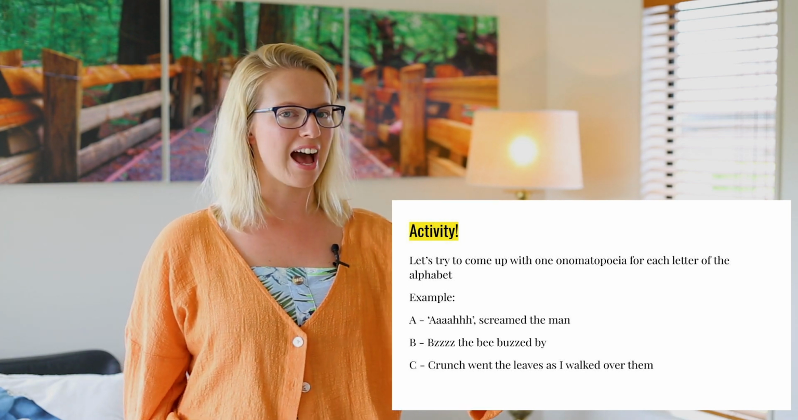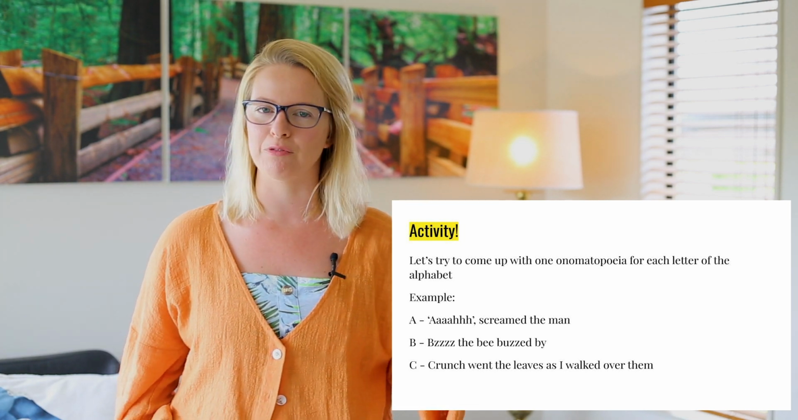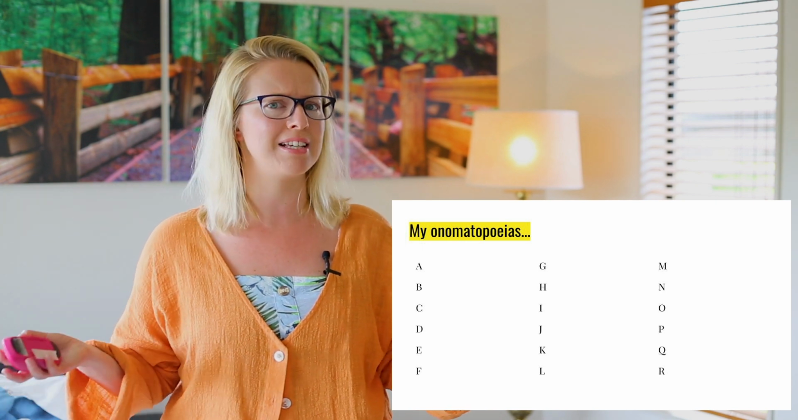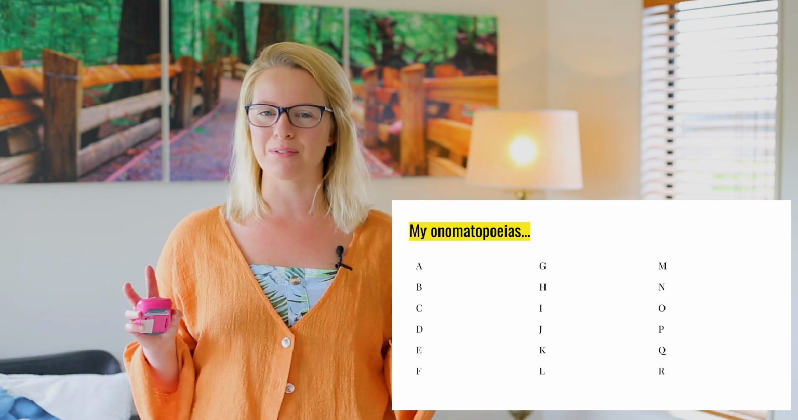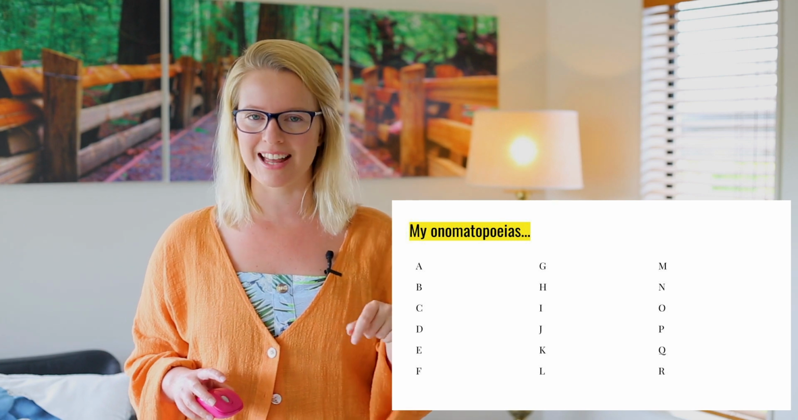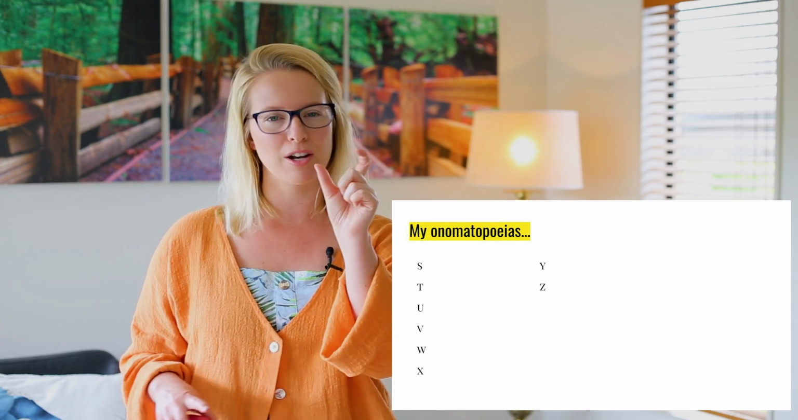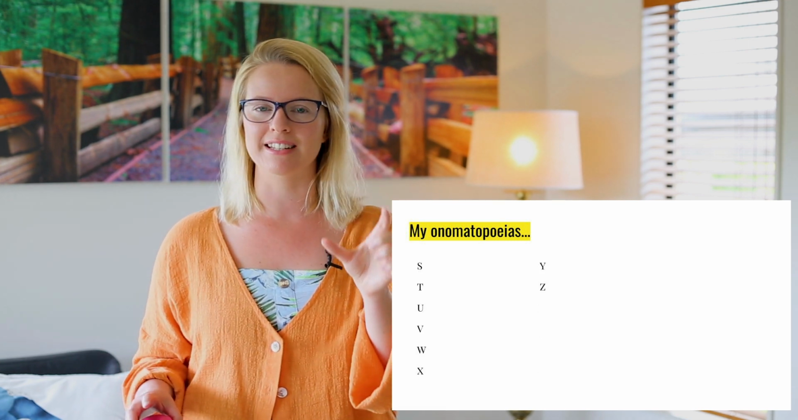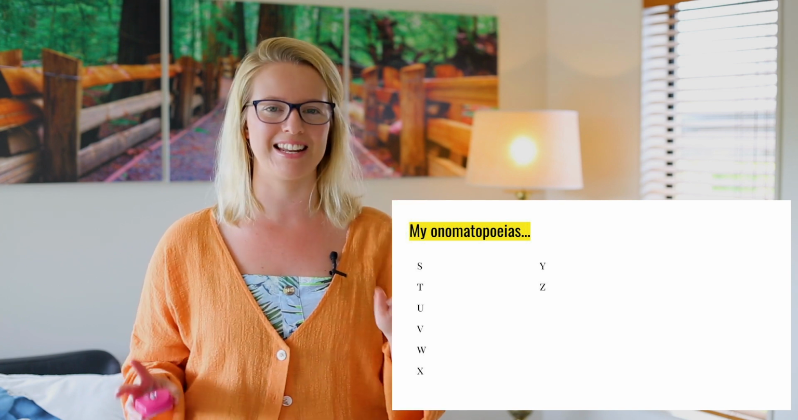Up on the screen now are all the letters of the alphabet. I'm sure you already know all these letters, but I've put them up anyway. I want you to write each letter down and see if you can come up with an onomatopoeia and a little bit of a sentence for every single letter. Okay, hopefully you pause the video there and you've come up with some onomatopoeia and some little sentences for each letter. That was your warm-up activity, and now for the big activity.